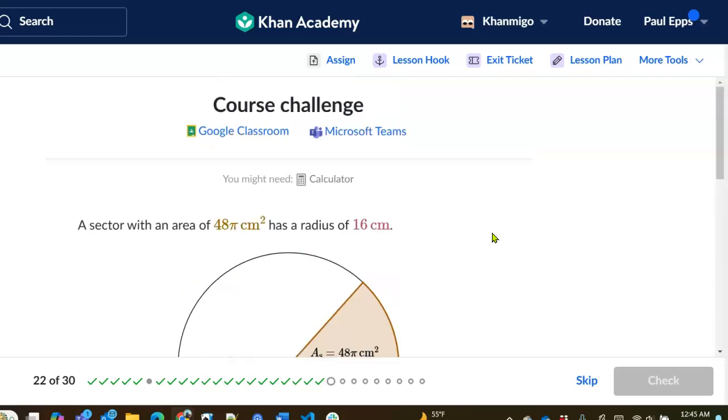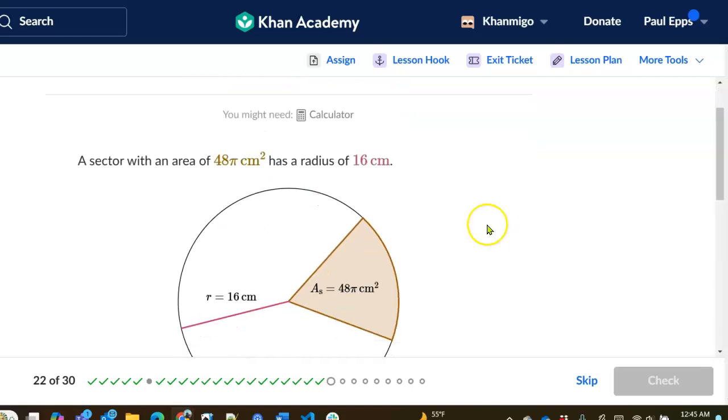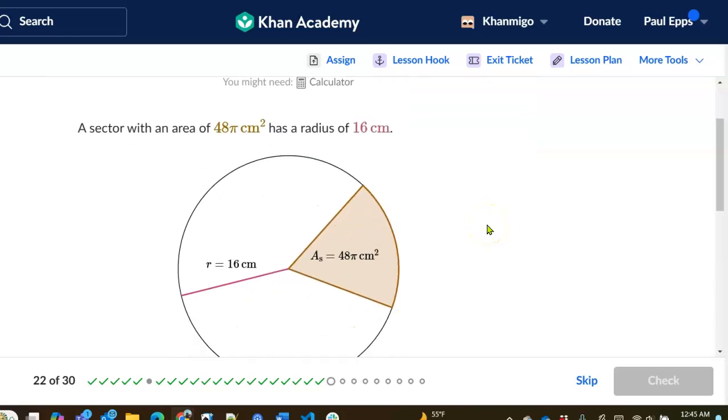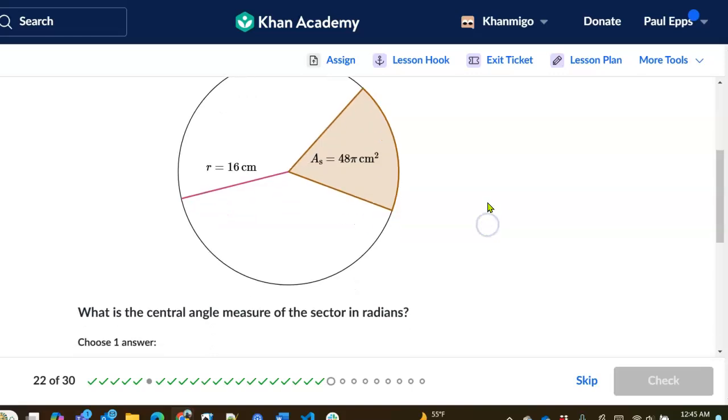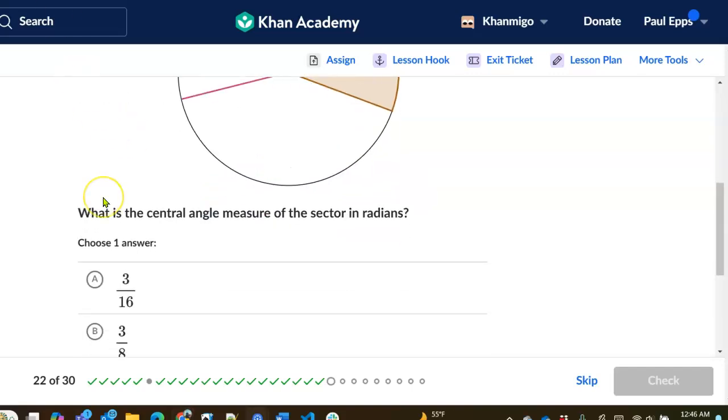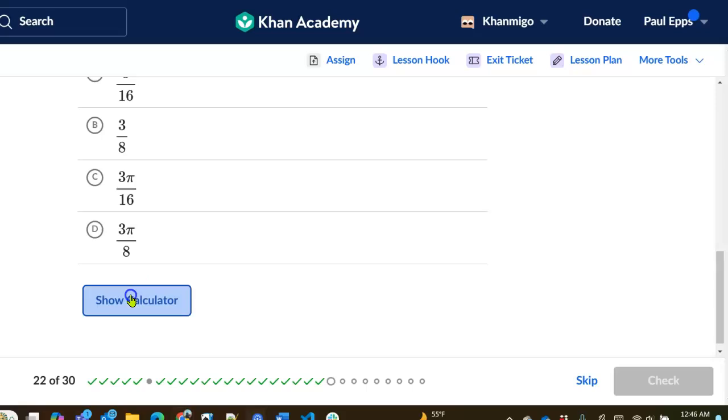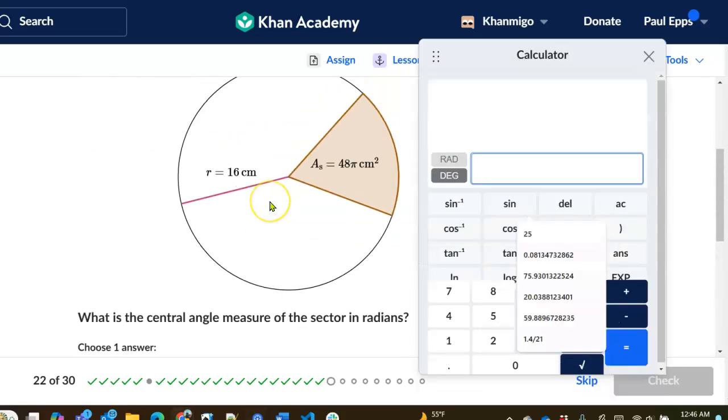Okay, a sector with area 48 pi square centimeters has a radius of 16 centimeters. What is the central angle measure of the sector in radians? All right, so we do get a calculator. That's good.